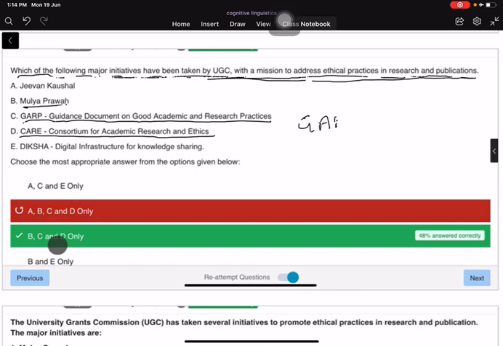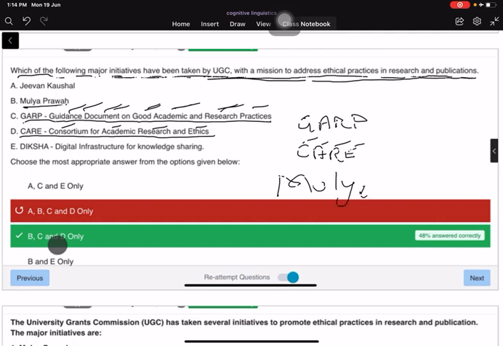GARP, Guidance Document on Good Academic and Research Practices, and CARE, that is Consortium for Academic Research and Ethics, and Mulya Pravah.